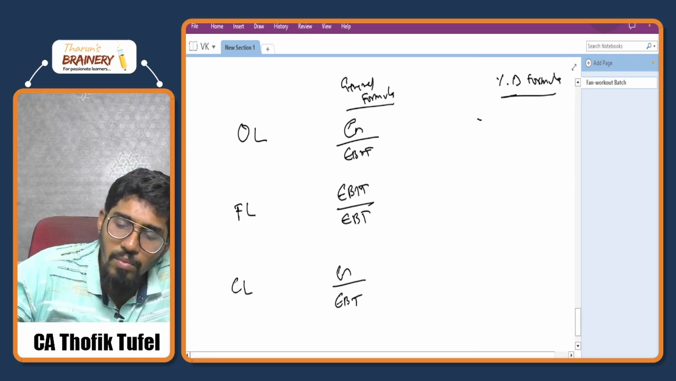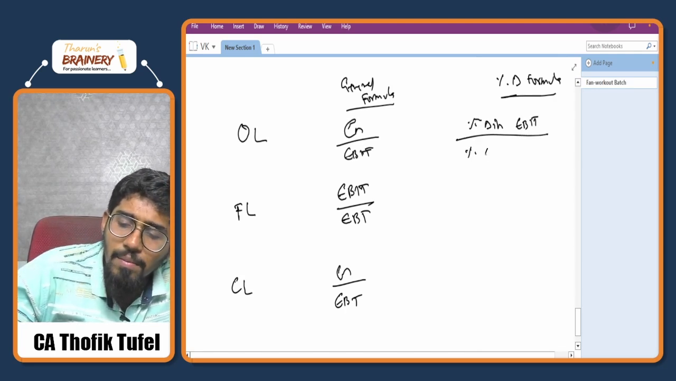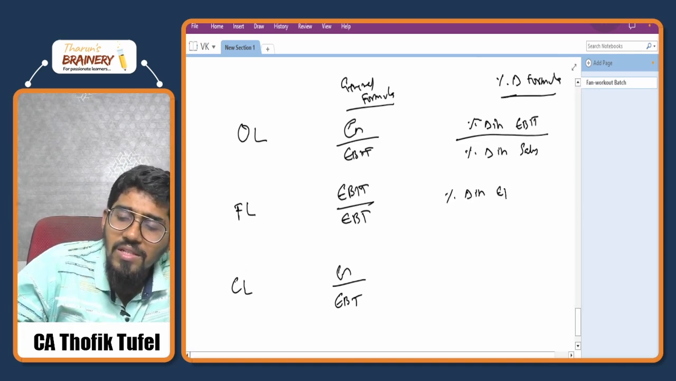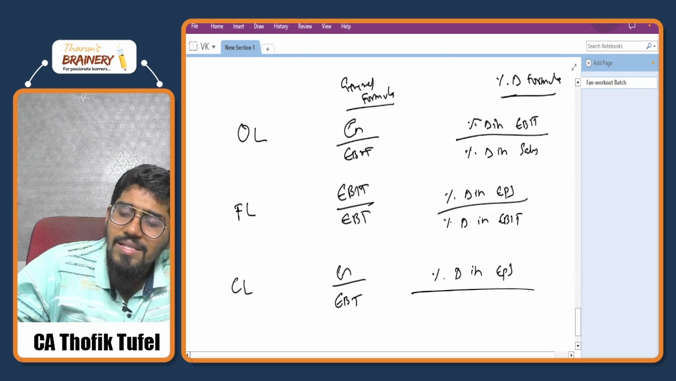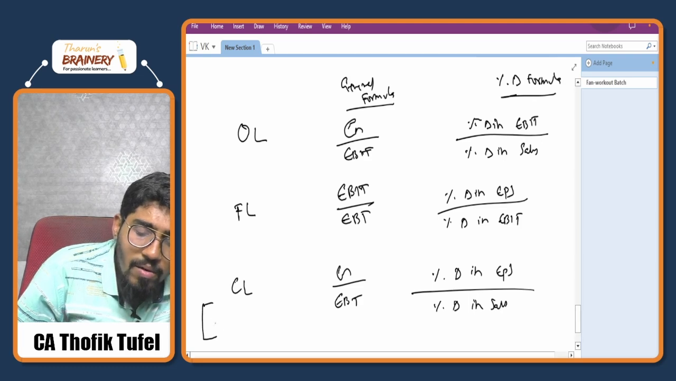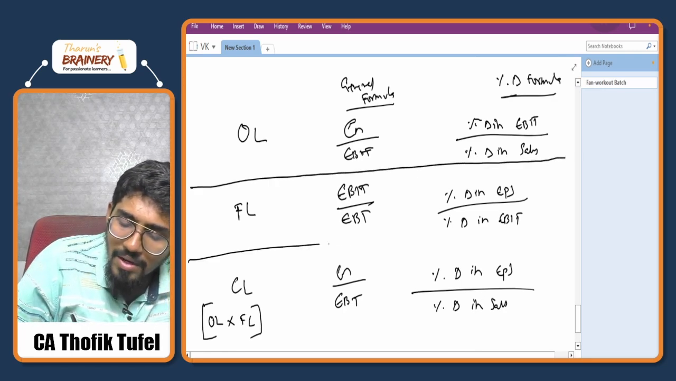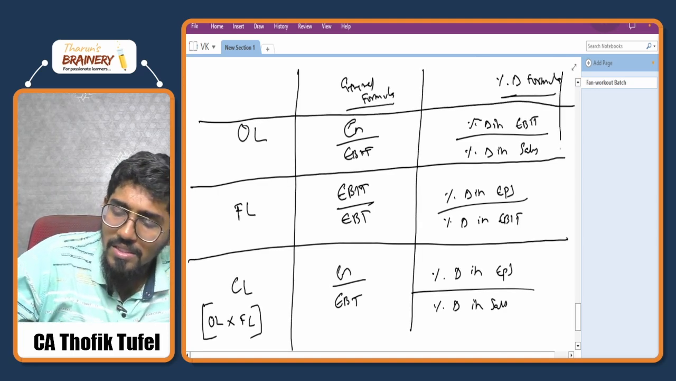Now the percentage change formulas: percentage change in EBIT divided by percentage change in sales. Percentage change in EPS divided by percentage change in EBIT. Then percentage change in EPS divided by percentage change in sales. And combined leverage can also be written as operating leverage into financial leverage. So these are the 6 formulas that I have written.